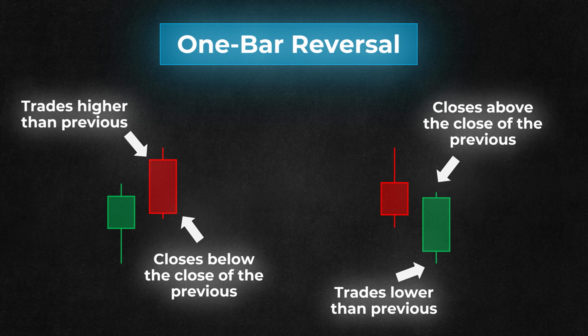One-bar reversal. The one-bar reversal has been called many different names throughout the history of technical analysis, such as reversal bar, climax, and key reversal bar. In a bearish one-bar reversal, price has to trade higher than the previous bar and close below the close of the previous. In a bullish one-bar reversal, the logic is the opposite.